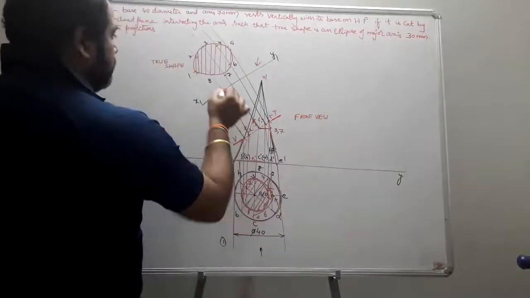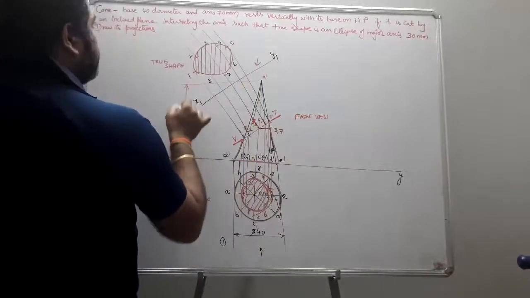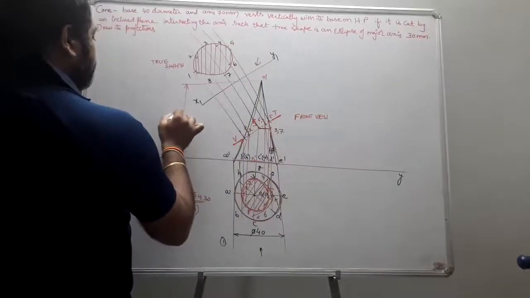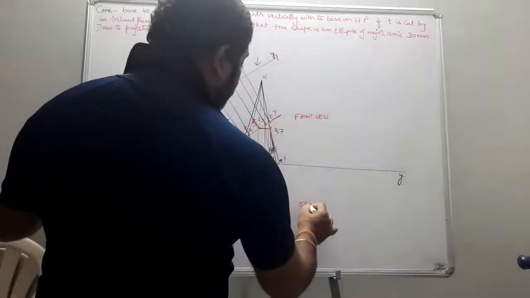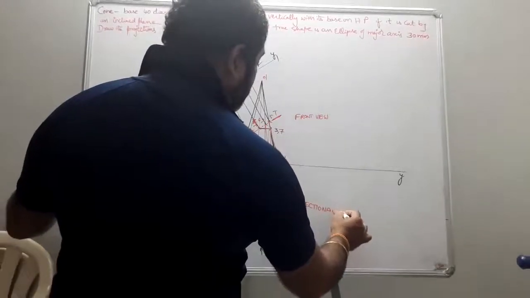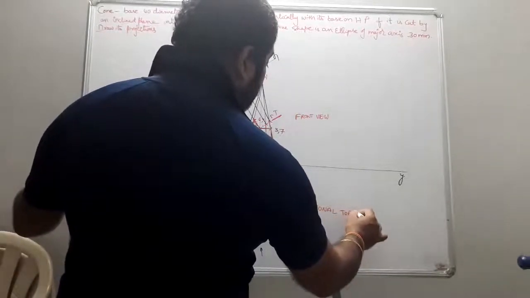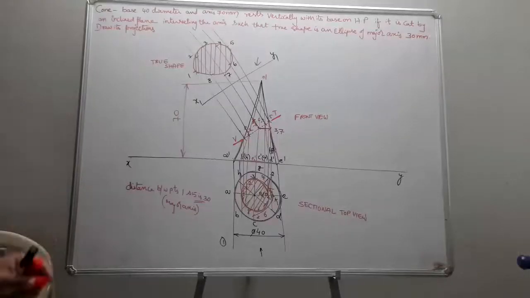So this was your front view, where the height of the solid is given as 70. This was the sectional top view. So this was such a simple problem. Students, is it clear?